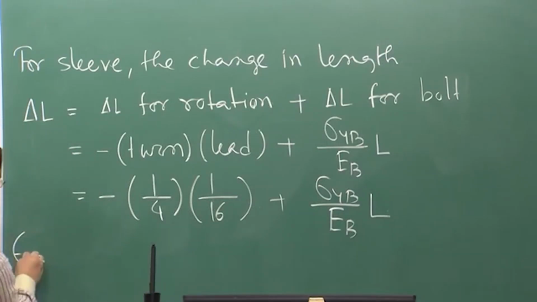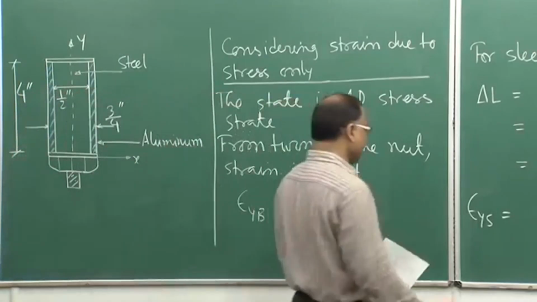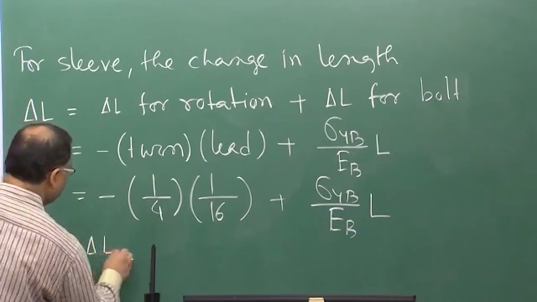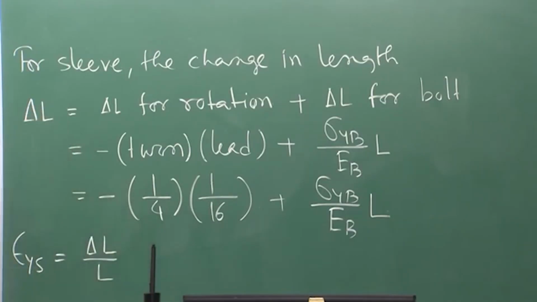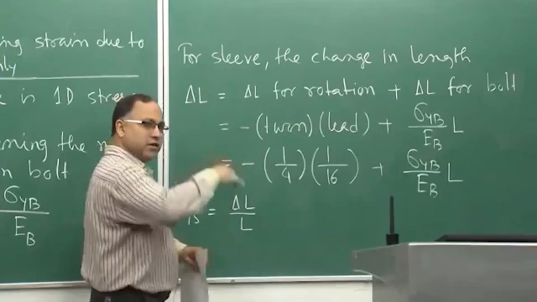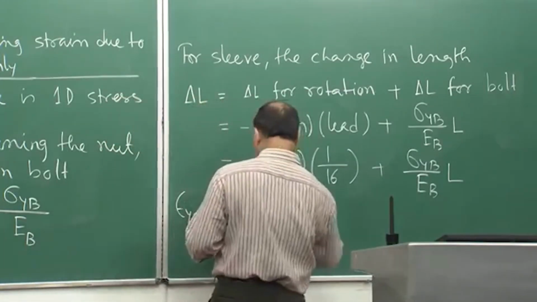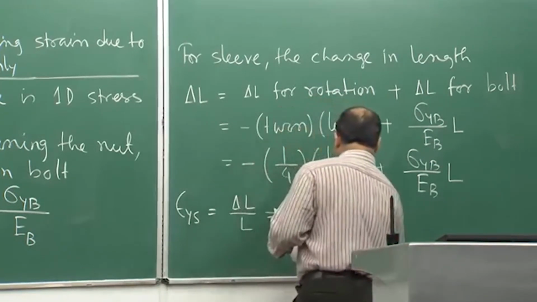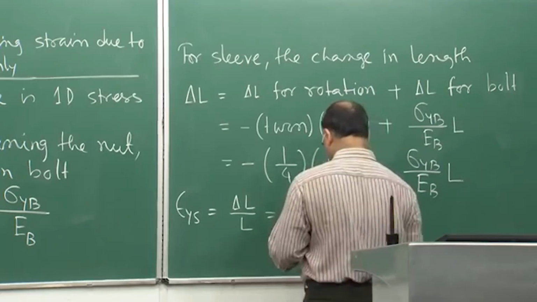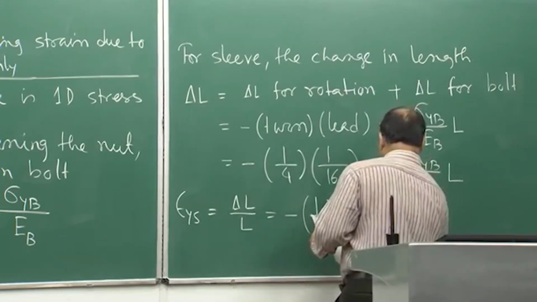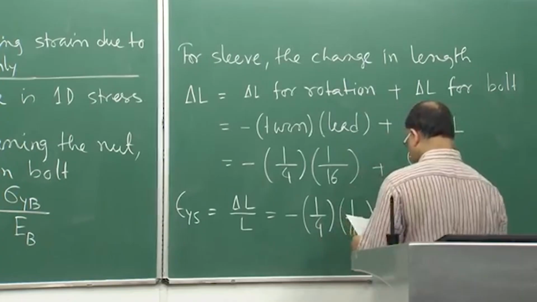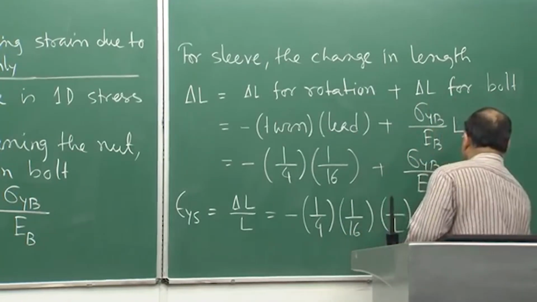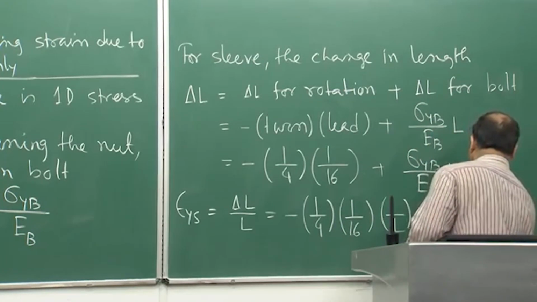Therefore, epsilon y s, what is that? Strain in y direction in the sleeve. So, strain in the sleeve is nothing but this delta L by L, that is the change in length in the sleeve divided by the whole length, that is coming as minus 1 by 4, 1 by 16, 1 by L, plus sigma y b by E b.